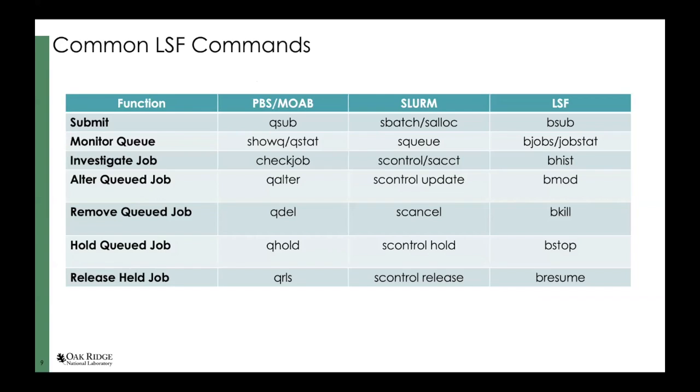So this table, I'm not going to spend a lot of time on. It gives some common LSF commands. I think we went over bsub, which is how you submit. If you want to monitor jobs, we'll go over that in a second. That's bjobs, and bstat lets you look at those. bhist will let you investigate a little more detail of a job. Removing a job from the queue is bkill. Putting a job on hold is bstop, and bresume allows you to remove the hold from a job.